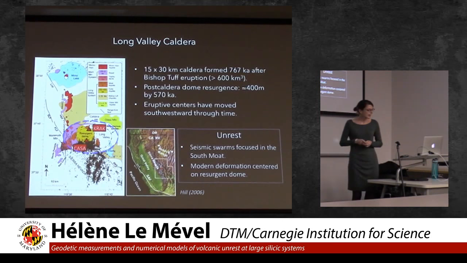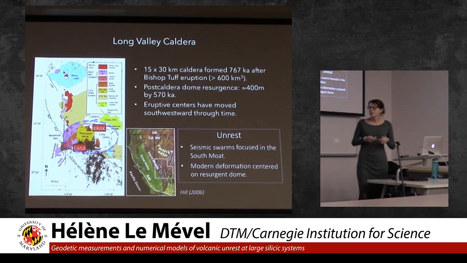So the unrest is characterized by two main geophysical observations. It's characterized by the presence of seismic swarms that are focused here in the southern segment of the ring fault zone. And it's also characterized by modern deformation that is centered on the resurgent dome. This is what I'm going to focus on. What is creating this deformation?